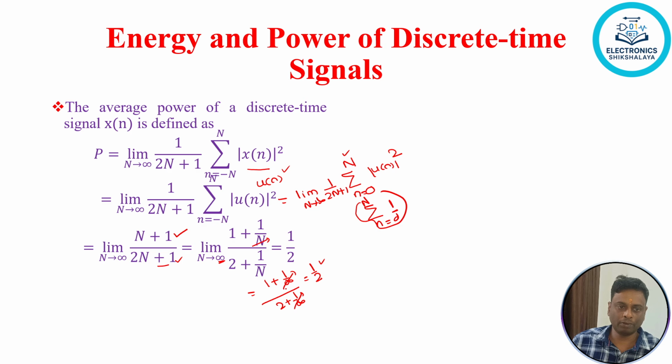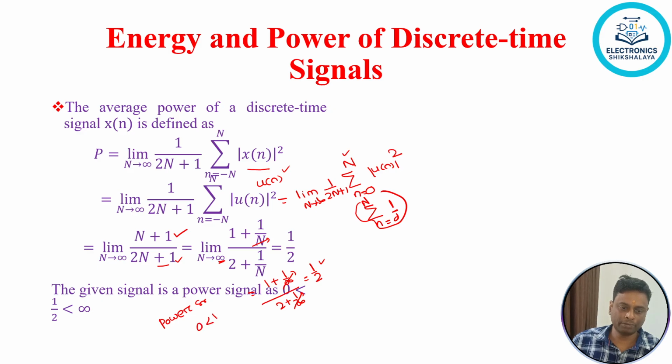So this is the power of u of n. You can see the power of u of n is finite, and the energy is actually infinity. So the given signal is a power signal. What is the condition for a power signal? The power should be finite, and the energy equal to infinity. So we have seen that energy is infinity and power is finite. So this signal is a power signal.